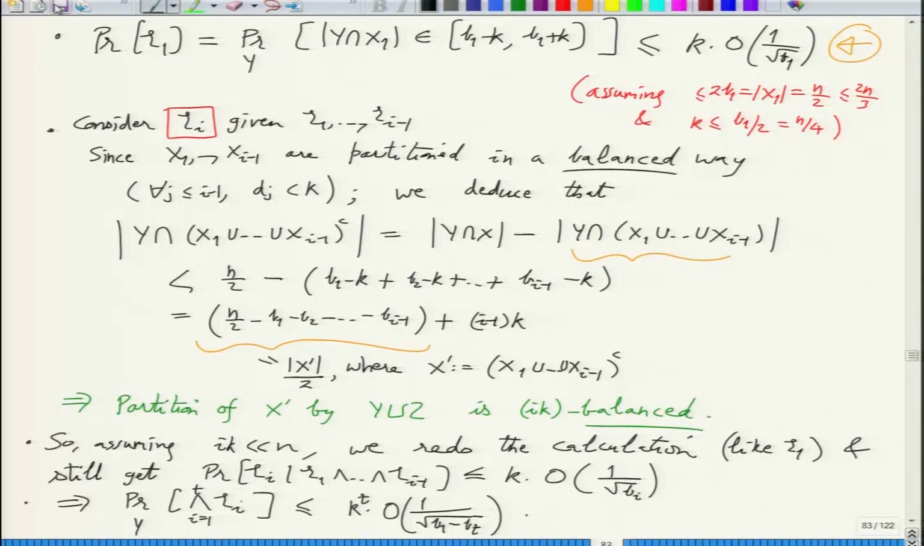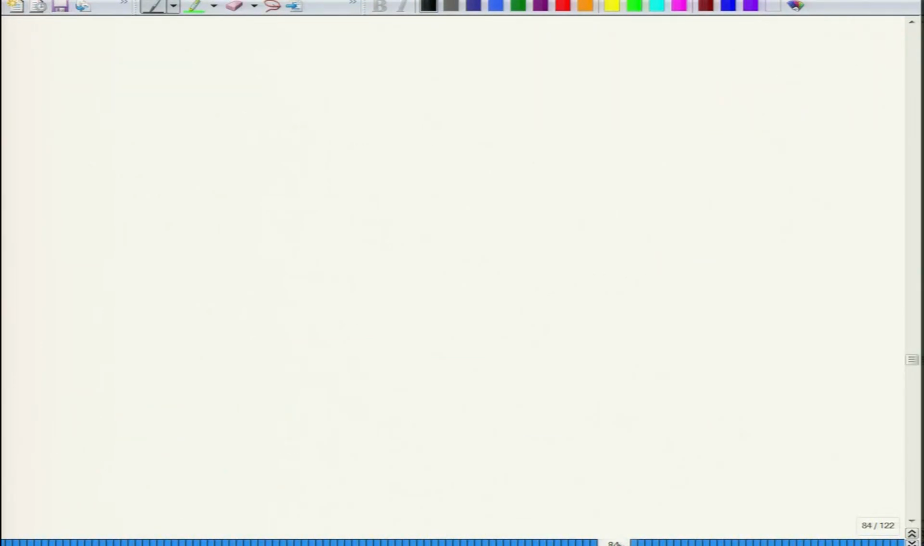And correct. So all these xi being balanced, for that this is the probability, which implies that the estimate that we had gotten for gamma, that is large. So let's write that in those terms.